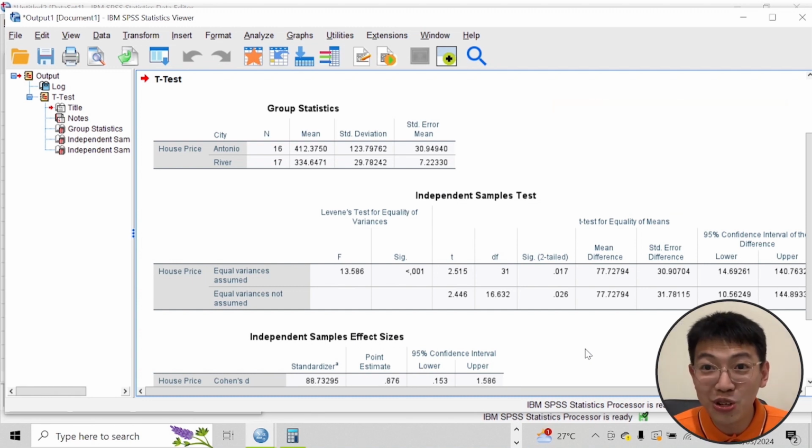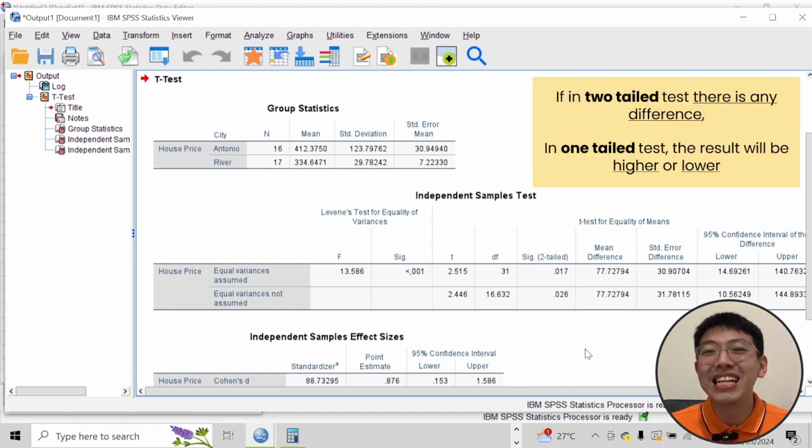I will give you the shortcut as well, as I mentioned in my previous video. If in the two-tailed test, the result is there is any difference, in the one-tailed test, the result will be higher or lower. If in the two-tailed test, the conclusion is there is any difference, in the one-tailed test, the conclusion will be higher or lower. So in our previous two-tailed test, the conclusion is there is any difference.